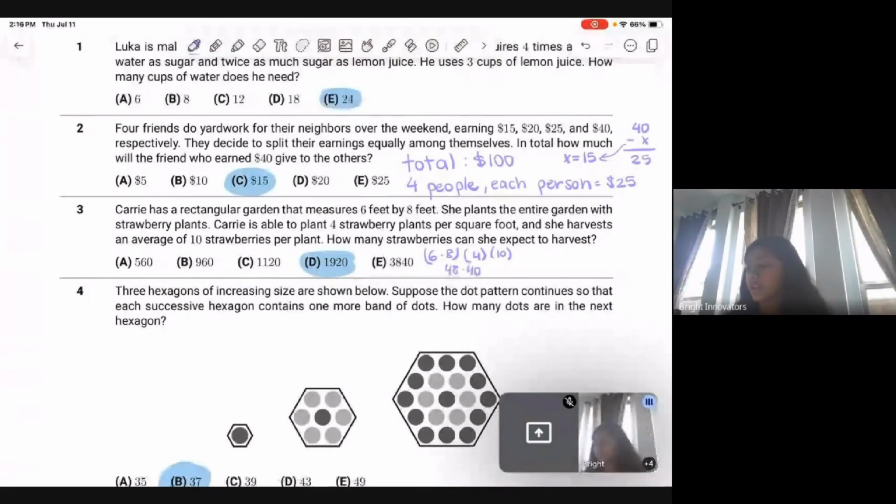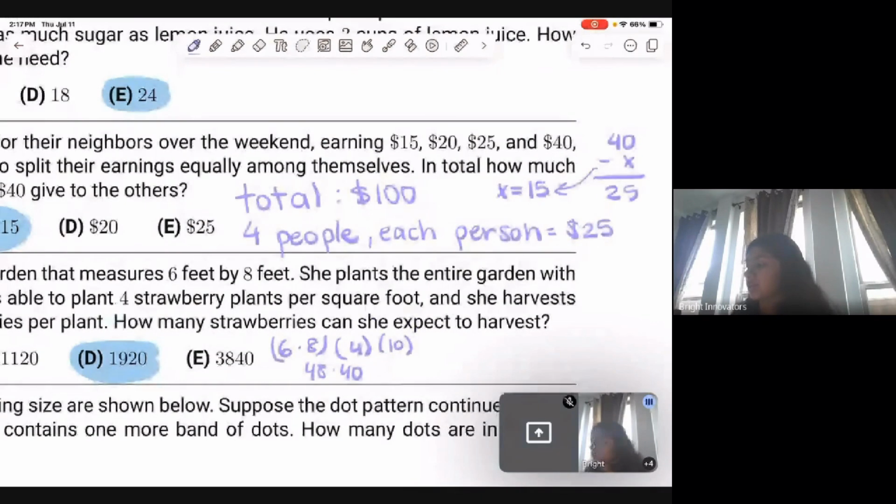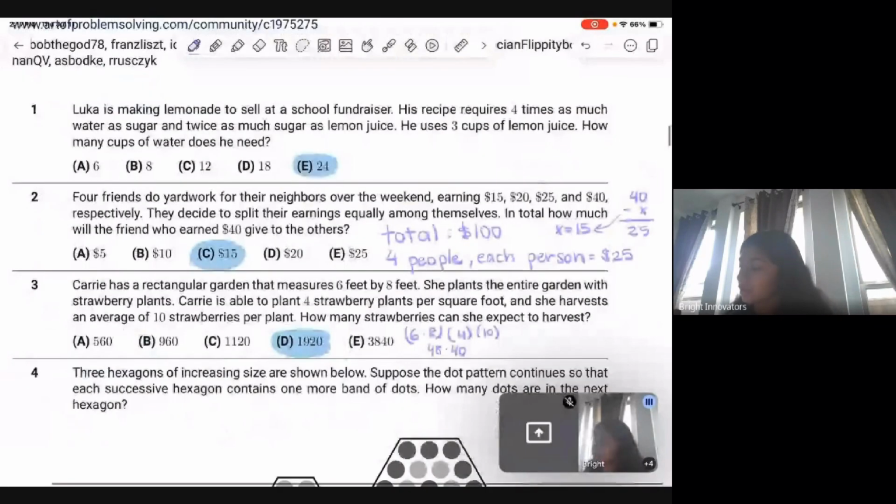do yard work for their neighbors over the weekend, earning blah blah blah. They decided to split their earnings equally amongst themselves. So how much did the person who earned $40 give to the others? If you add up what everyone got individually, that's $100, and there's 4 people. So each person would get $25. So the person who had $40 had to give a certain amount so that they only had $25 left, and that amount would be $15 because 40 minus 15 is 25.